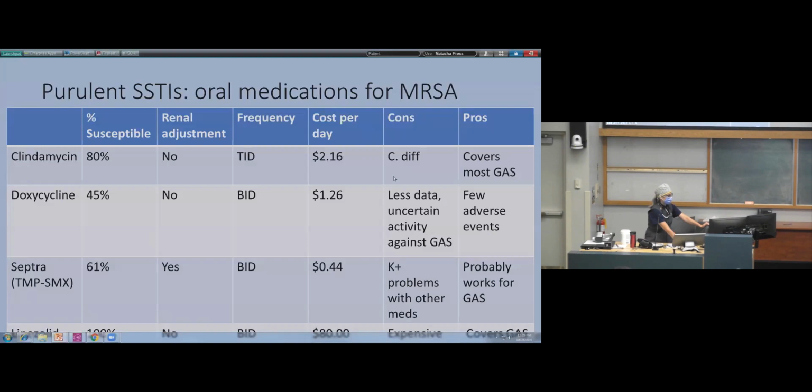Septra is a cheap and adequate choice. There can be problems with it, particularly if patients are on other medications which increase potassium, such as spironolactone, where you really have to be careful. And then doxycycline, which currently has less activity, is the one that probably has the least robust data in terms of its use.